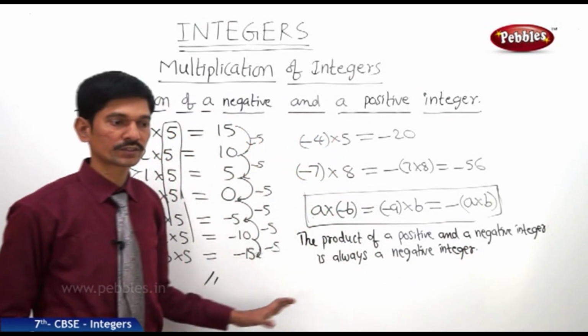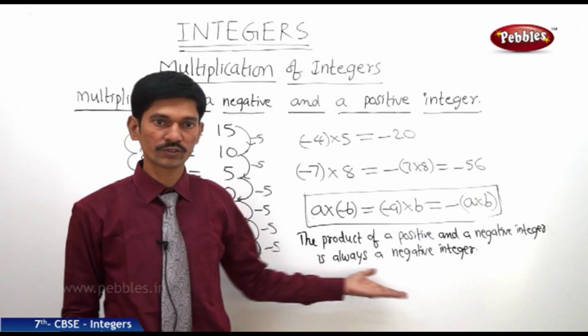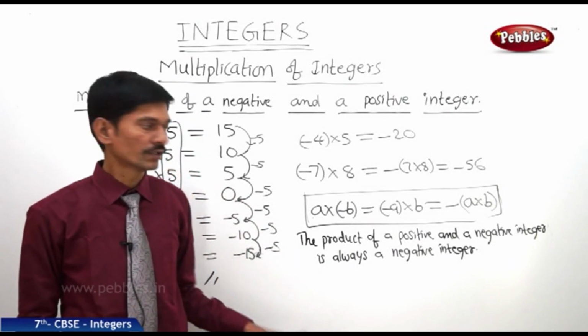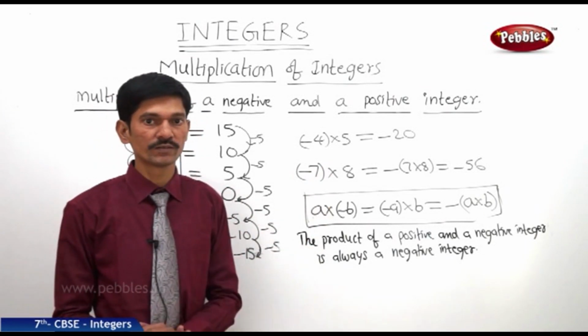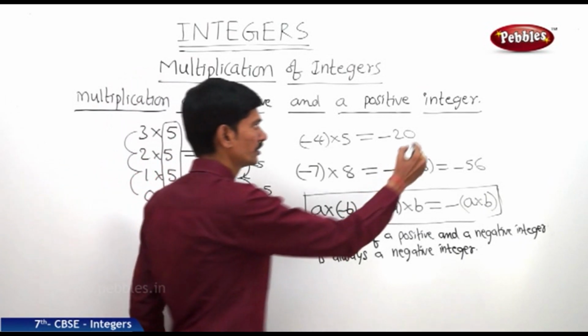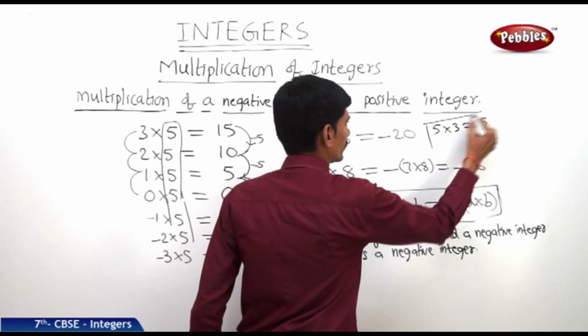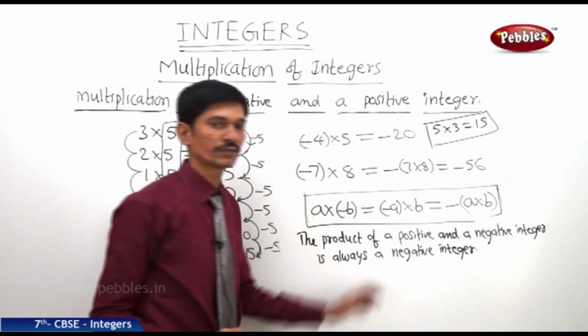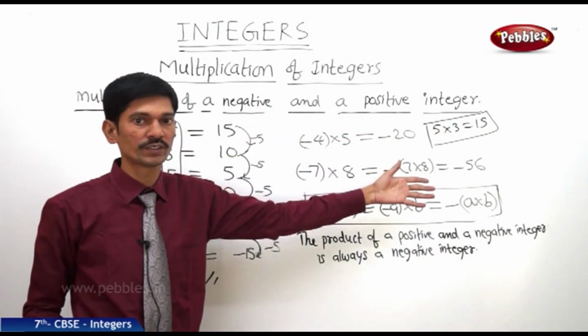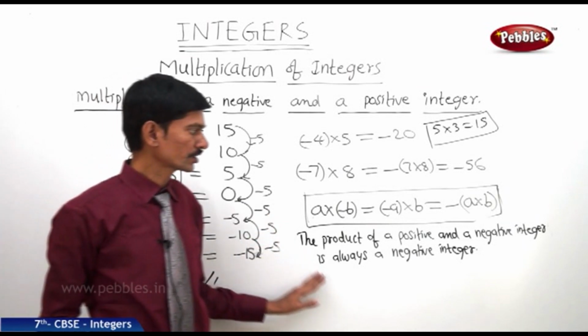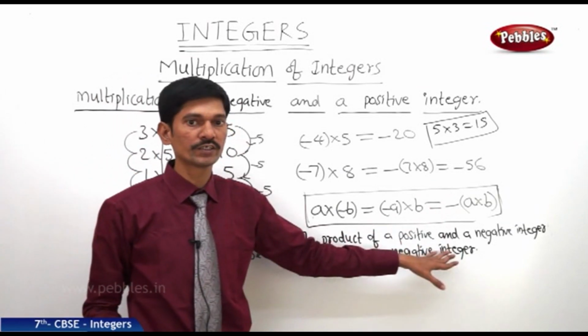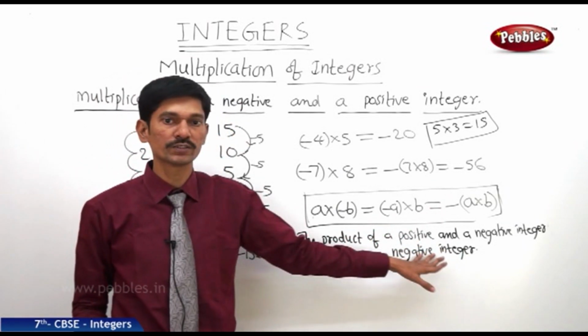Then what is the product of two positive integers? So it is always a positive integer. When you multiply 5 into 3, 5 and 3 are positive integers, then 5 into 3 equals 15. So the product of any two positive integers is always a positive integer, but the product of a positive and a negative integer is always a negative integer.